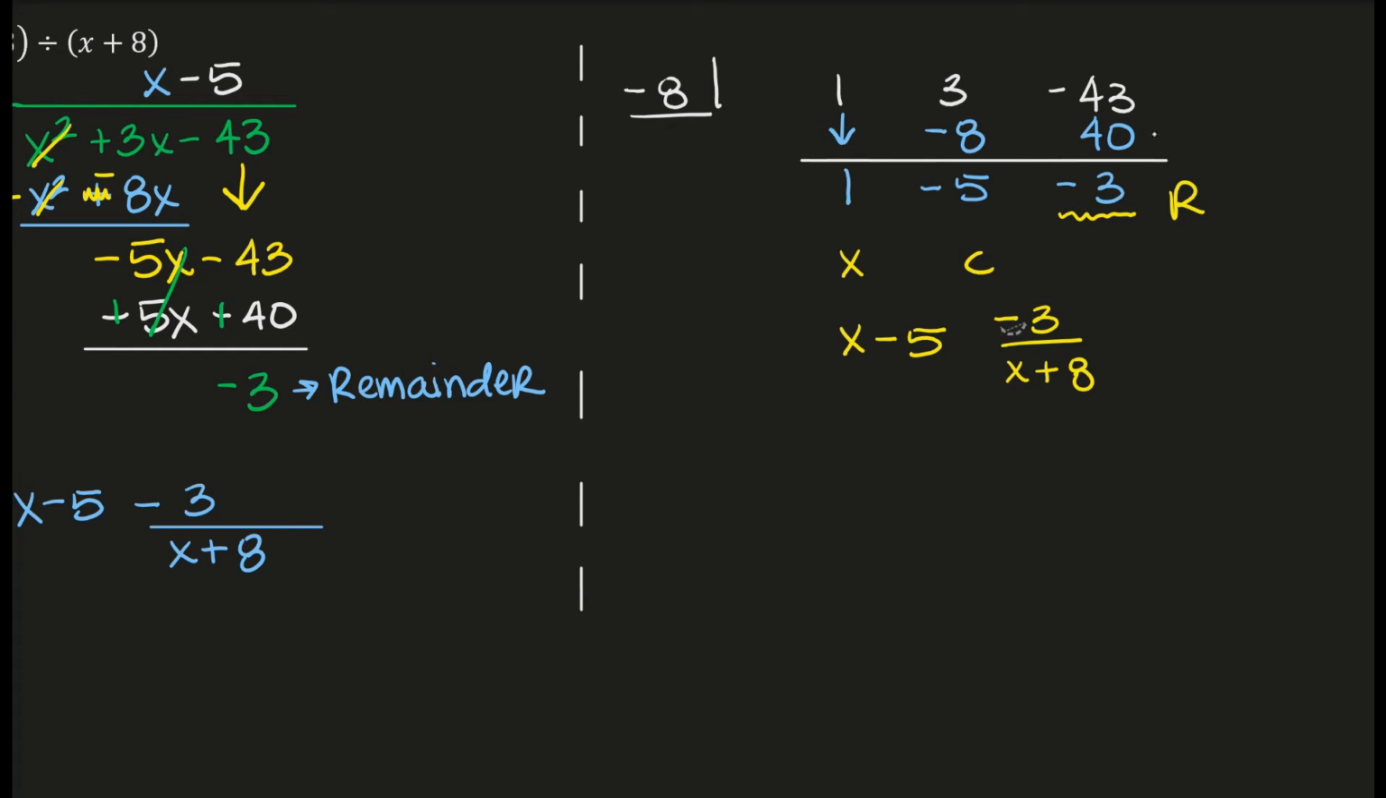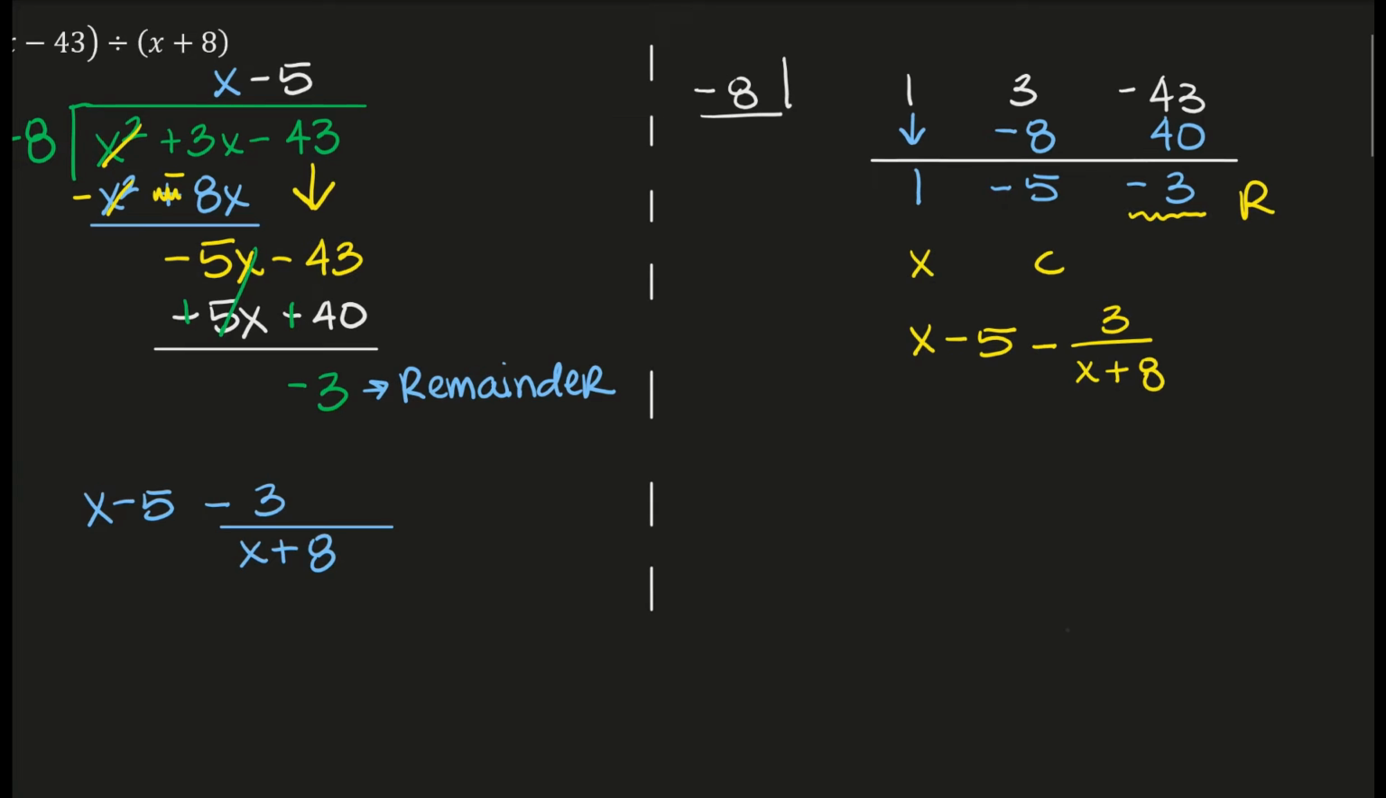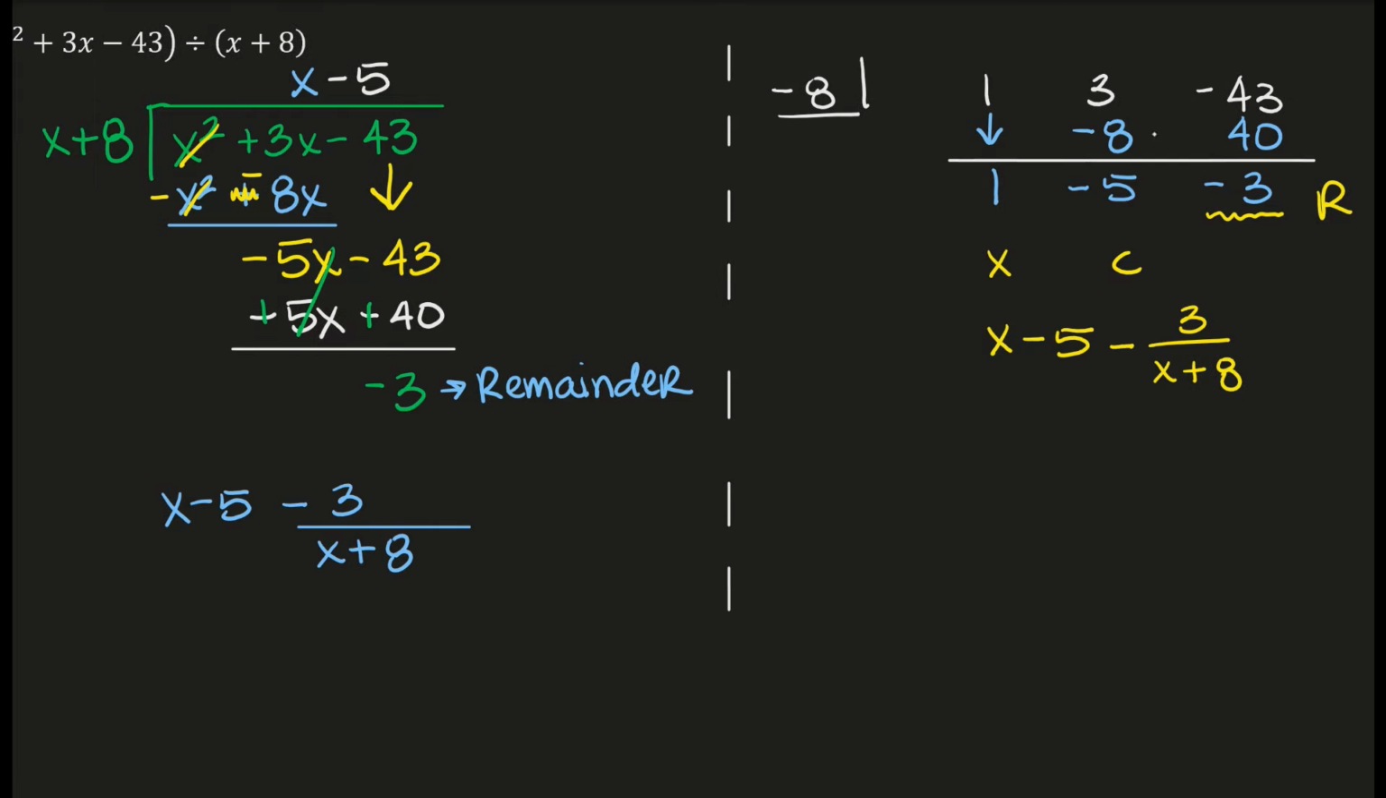So here, just so it doesn't look like there's that odd gap, I'm just going to take this negative and bring it down right here. So I have x minus 5, minus 3 over x plus 8. And you'll notice you'll get the exact same answer, and you do a lot less work. So let's do a few more examples doing this process here.